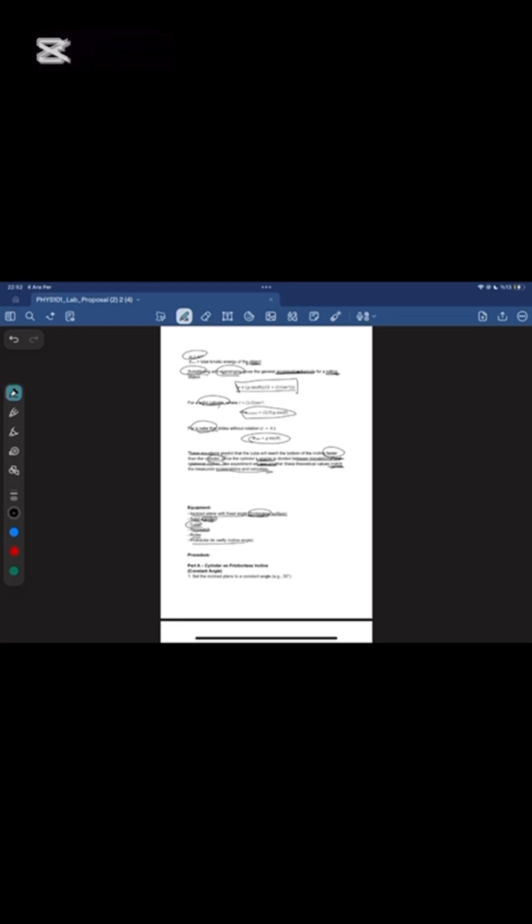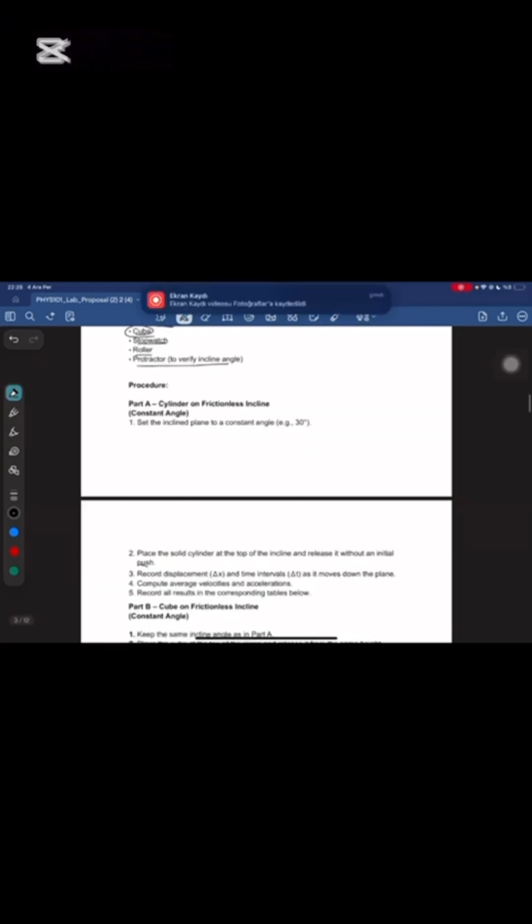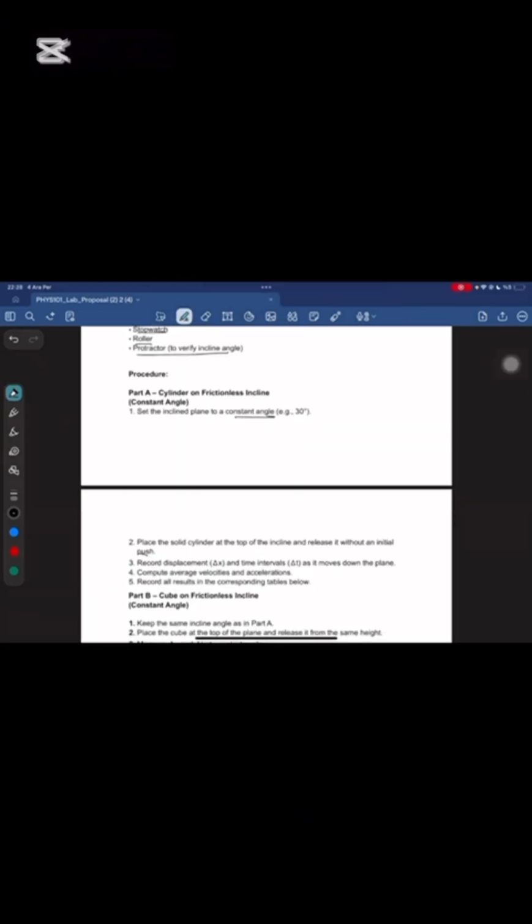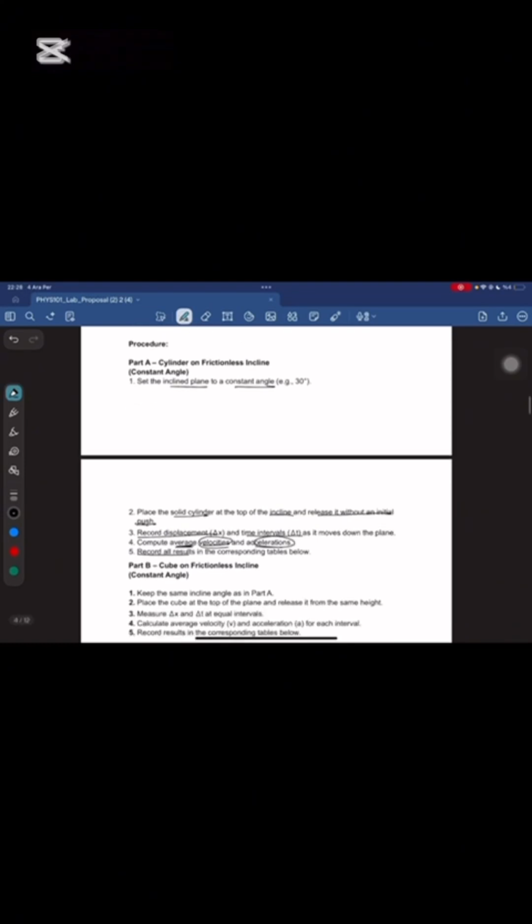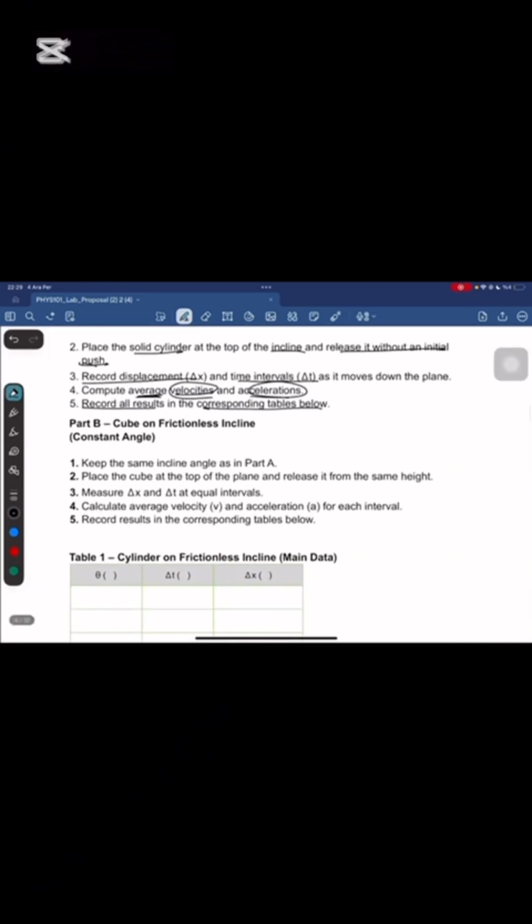This experiment allows us to measure that difference and compare it with the predicted values. I will perform the experiment in two parts. First, I will place the solid cylinder at the top of the inclined plane and release it without any initial push. As it moves down, I will record the time it takes to pass through equal distance intervals. This gives me the delta x and delta t values.